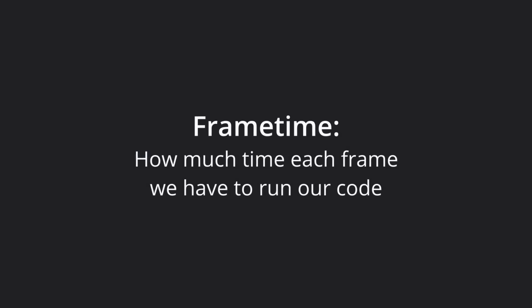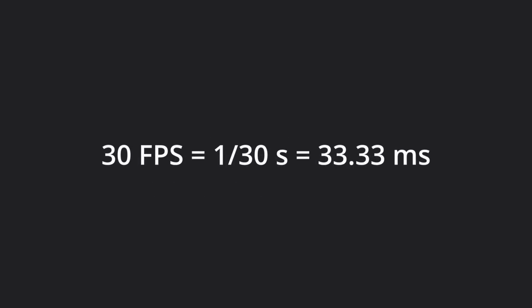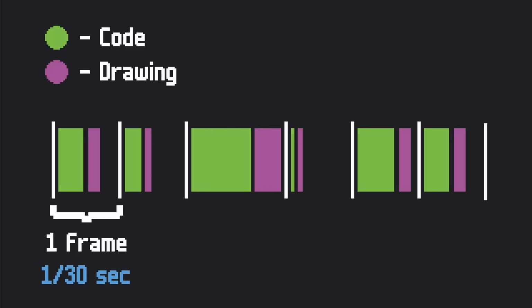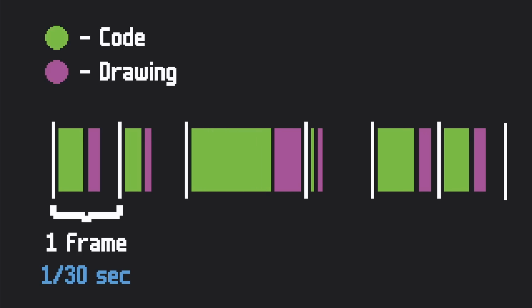We can think about how impactful code is by thinking of our available frame time, which is how much time you have each frame to run your code. At 30 FPS, that's 1/30th of a second, or about 33 milliseconds. If your code and drawing together takes less than or equal to 33 milliseconds, or 100% of your frame time, then you'll still be running at 30 FPS. But the moment you go over 100%, your game will start slowing down.